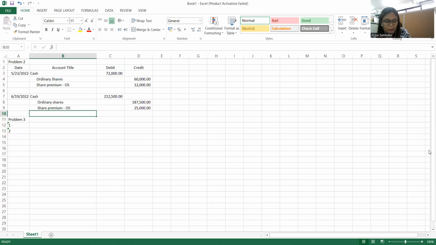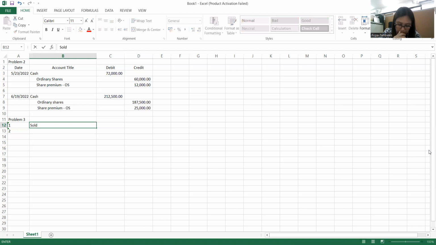So as you can see, number 1 has a debit to cash of 3,200,000 and a credit to ordinary share of 3,200,000. So what happened here is that Tampipi Corporation sold ordinary shares for 3,200,000, of course, for cash.